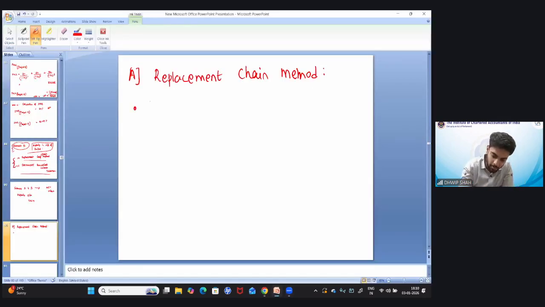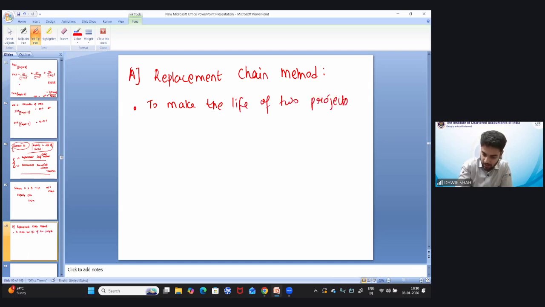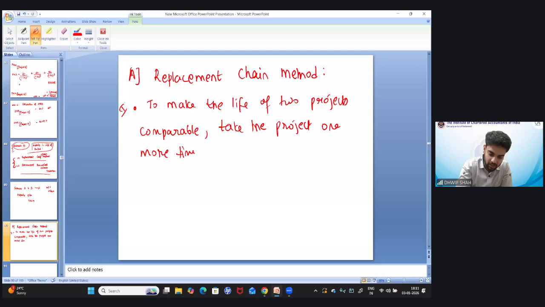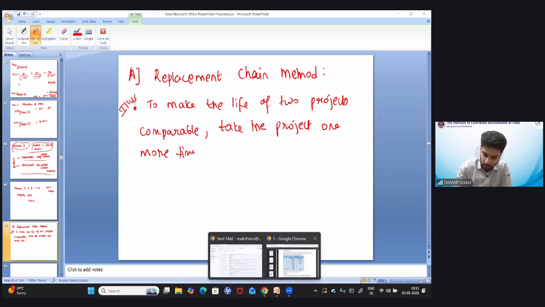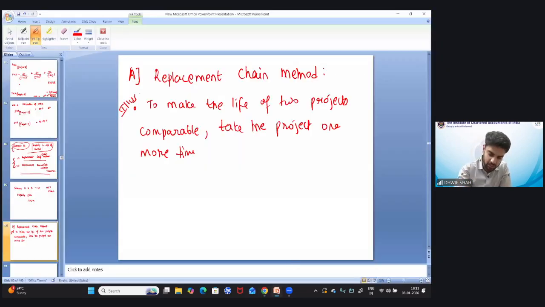It says to make the life of two projects comparable, take the project one more time. This is specifically for our illustration or for our example 14. This is specifically for our illustration 14.